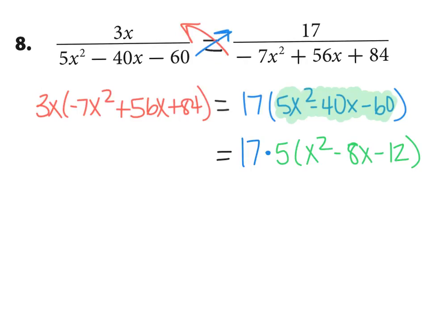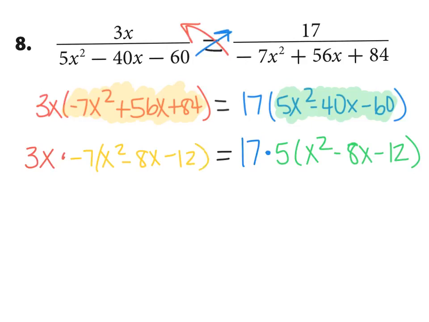Equals. All right, so then looking at the other side, it has a GCF of... You can factor out a negative 7. Yeah, that would be a great idea. If you factor out that negative 7, then that's going to keep x squared positive. So we'll have 3x times, and I would do a negative 7. So that becomes x squared minus 8x minus 12.